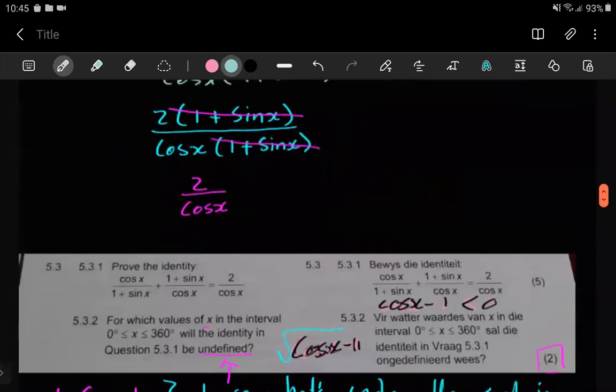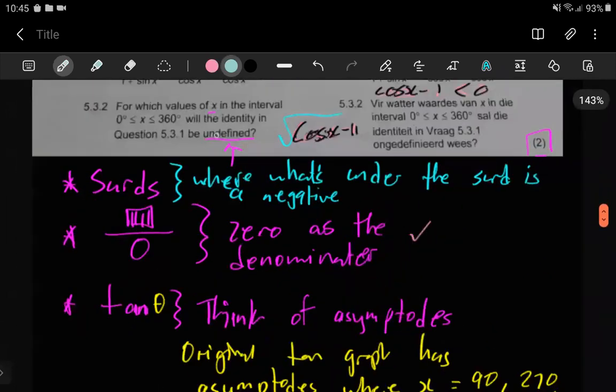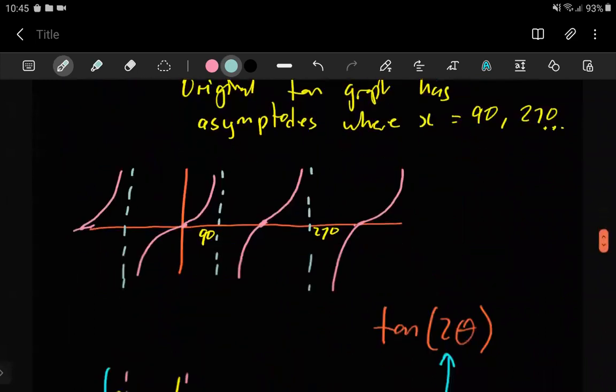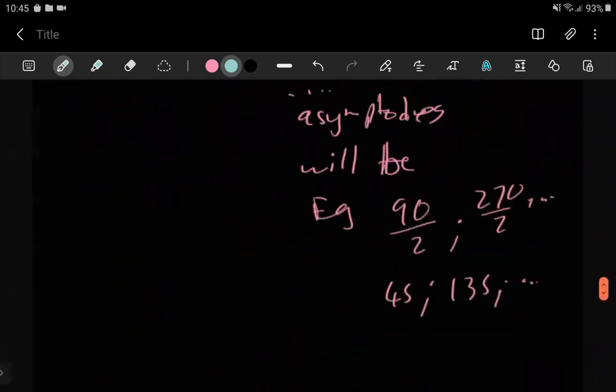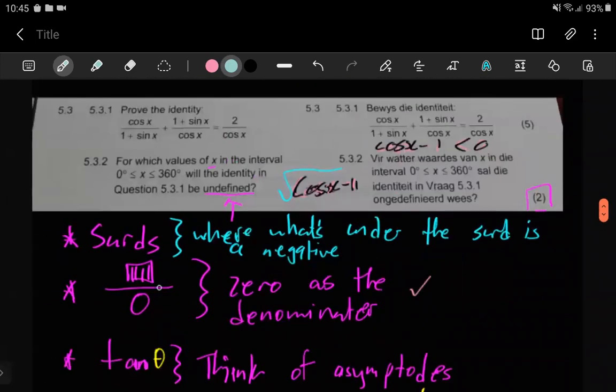So that's for if you have a tan symbol in your expression. That's what you work out. It's going to be undefined where you will have asymptotes. So in our case, we have this one here.